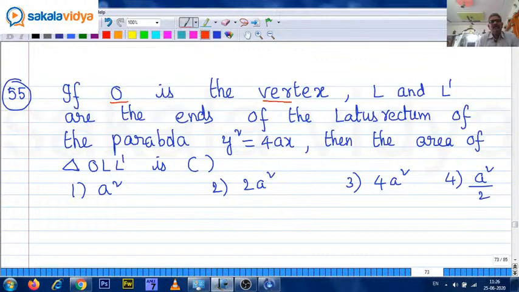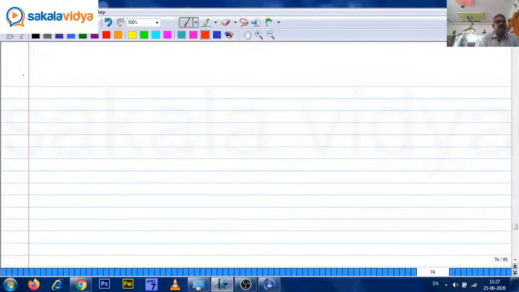O is the vertex, L and L dash are the ends of the latus rectum of the parabola y square is equal to 4ax. Then area of this triangle we need to find out. So just solution 55 solution.